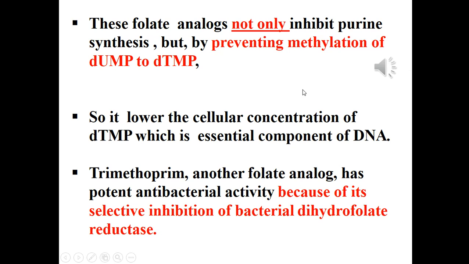So these folate analogs not only inhibit purine synthesis, but by preventing methylation of deoxyuridine monophosphate to deoxythymidine monophosphate, it lowers the cellular concentration of deoxythymidine monophosphate, which is an essential component of DNA. Of course, if this is not formed, thymidine triphosphate will not form and as a result I have no DNA.